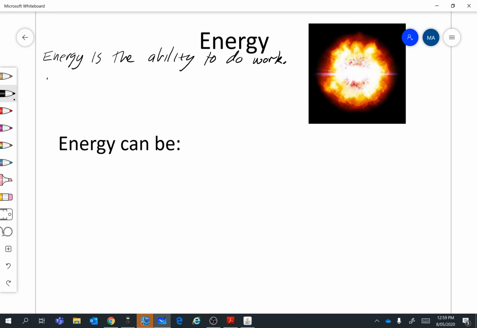It's measured in joules. Well, that's the standard unit, the joule, with a capital J for that unit. Of course, energy can be measured in other units as well, but the standard unit is the joule. It is a scalar quantity.